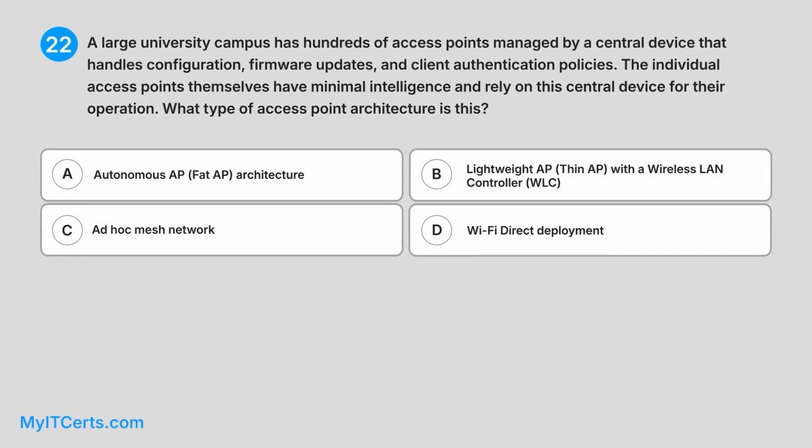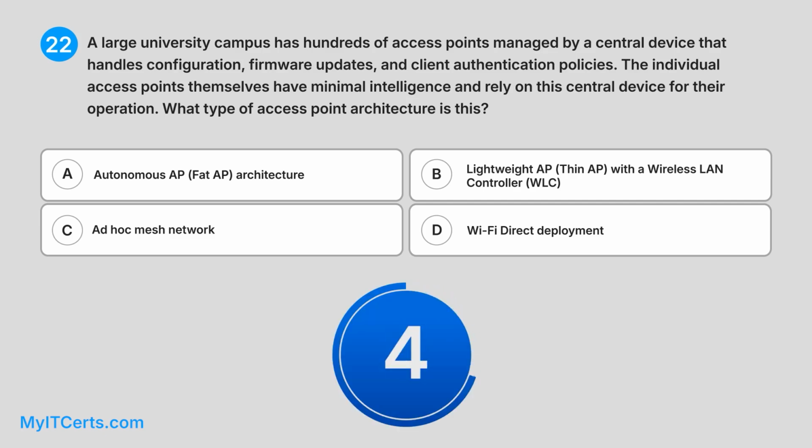22. A large university campus has hundreds of access points managed by a central device that handles configuration, firmware updates, and client authentication policies. The individual access points themselves have minimal intelligence and rely on this central device for their operation. What type of access point architecture is this? A. Autonomous AP, Fat AP architecture. B. Lightweight AP, Thin AP, with a wireless LAN controller, WLC. C. Ad hoc mesh network. D. Wi-Fi direct deployment. Do you know the answer?